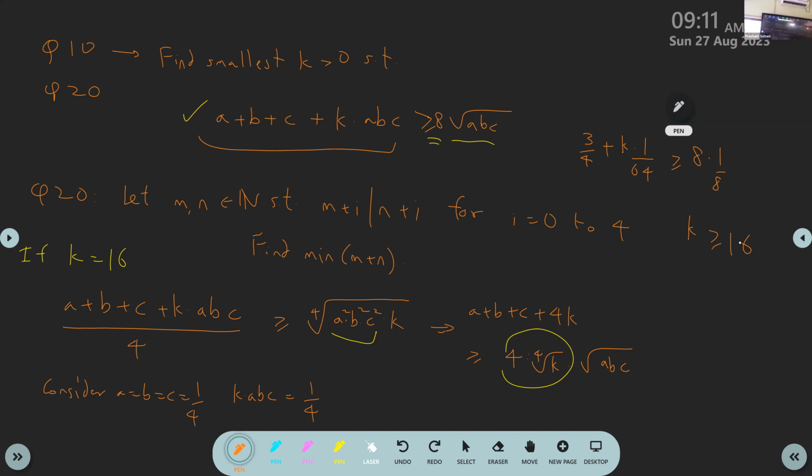But these days the IOQM difficulty you can expect to be definitely higher than this. But it's okay. You can take 2 or 3 questions like this, put them together, and you may get one IOQM question maybe. So this is still valuable. Okay, this was question 10. Then question 20.